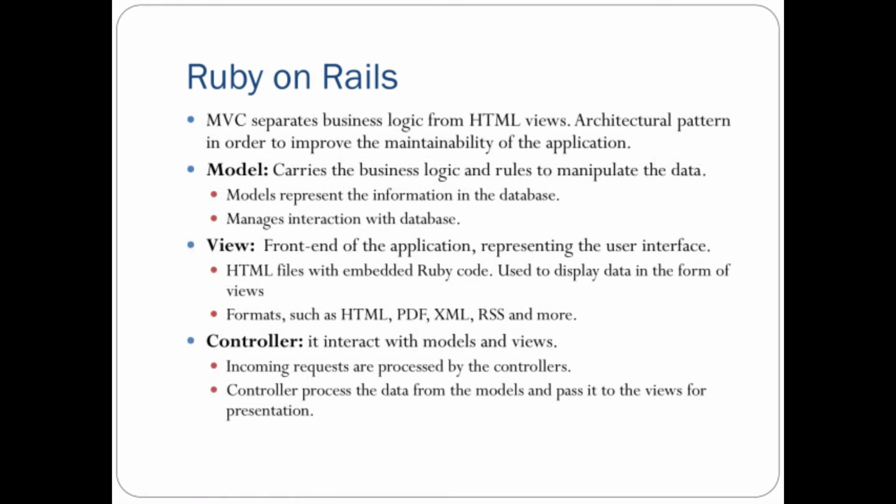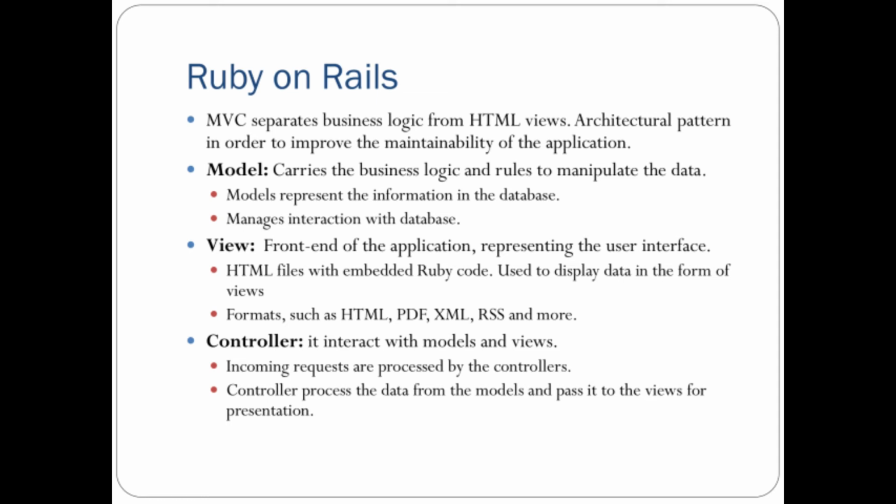Next, we'll see model view controller in detail. So model view controller basically has three parts: model, view, and controller. What does the model have? The model has business logic, rules, and data processing. All these intelligent things working behind the scenes are written in the model, and the model represents the information kept in the database, and it also interacts with the database.